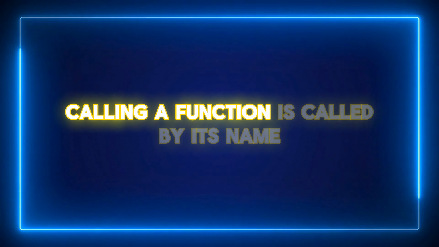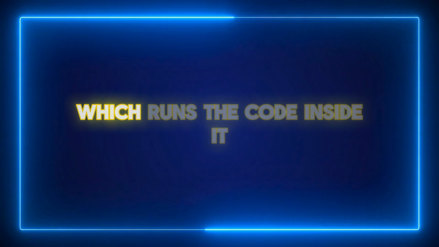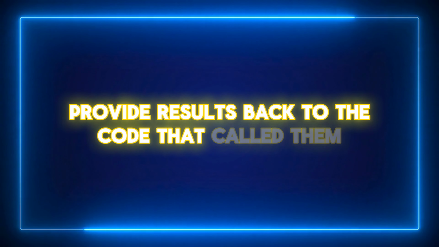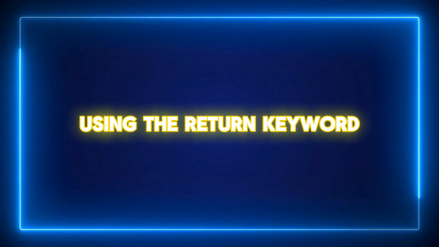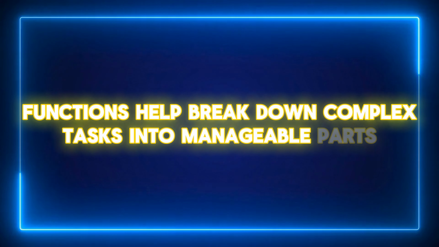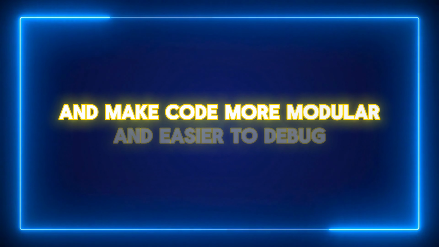Calling. A function is called by its name, which runs the code inside it. Returning. Some functions provide results back to the code that called them using the return keyword. Functions help break down complex tasks into manageable parts and make code more modular and easier to debug.